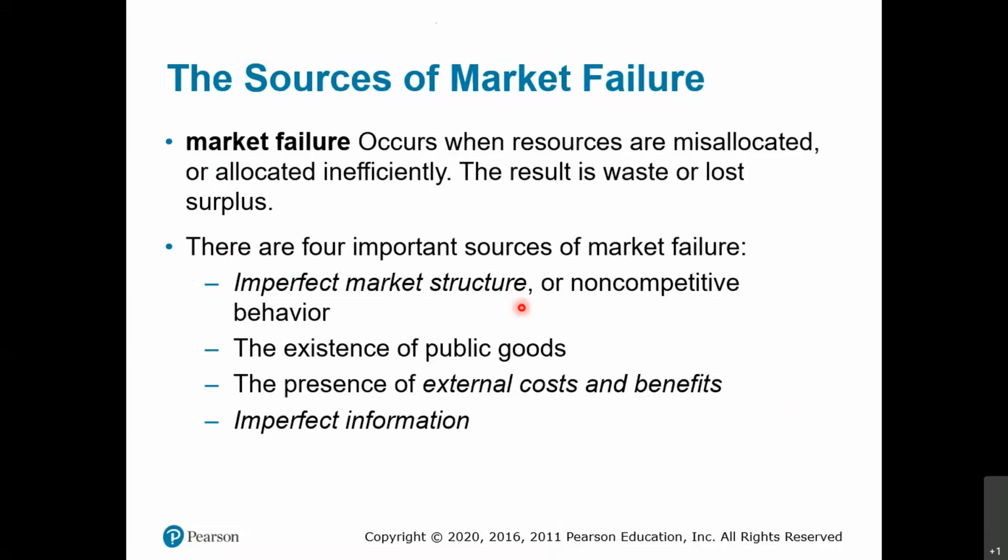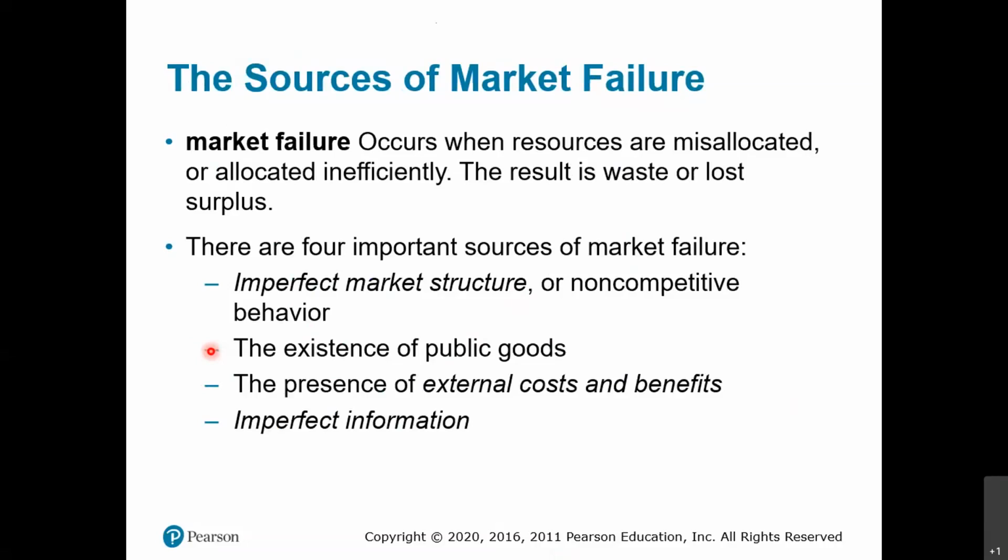Make sure you studied your cost structures that we did back in the second part of the class. But imperfect market structure, non-competitive, that's one source. The second is the existence of something called public goods. Public goods have a unique feature to them that makes them not profitable to be produced by the market, so the private market tends not to do it.